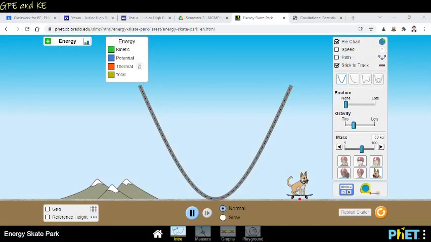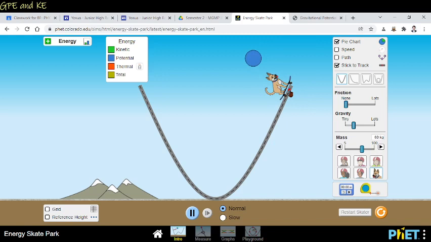Let's start with the gravitational potential energy. As you can see in the simulation, the potential energy is shown in blue. If the dot is at the ground, there is no potential energy. But if I put it at some height, I put it higher, the potential energy increases. So potential energy is related with height.